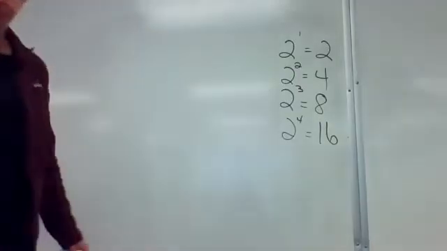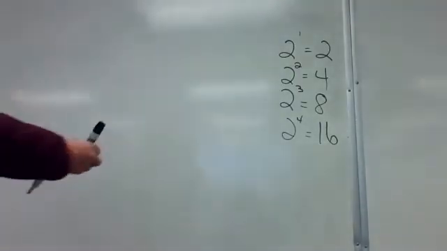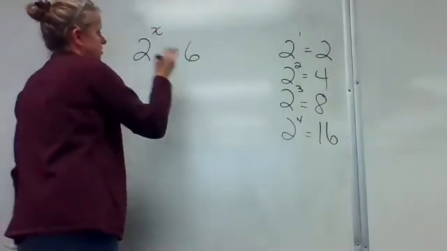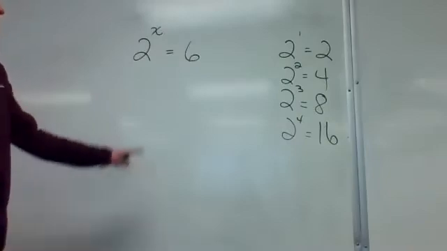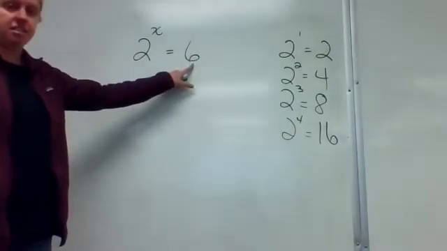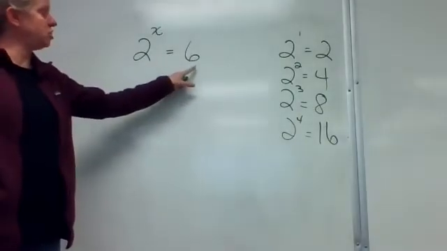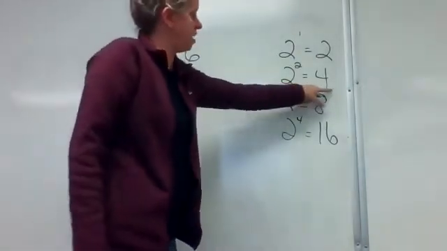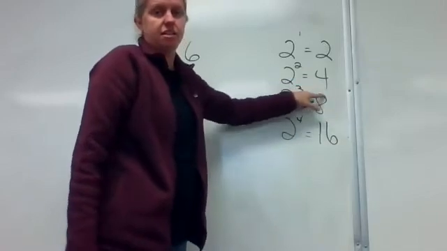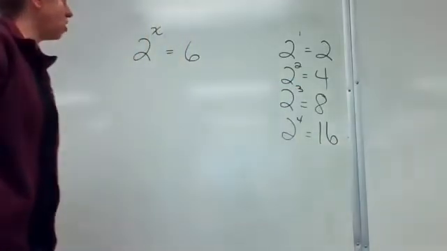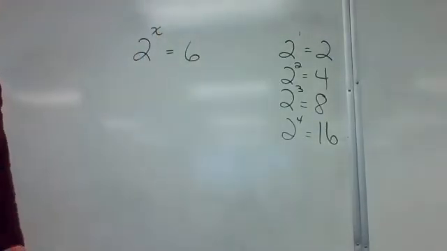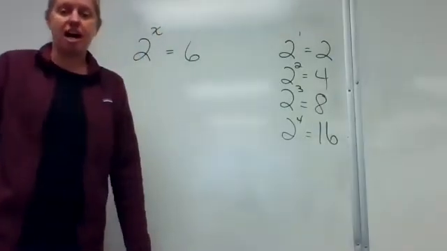All right, number 5. 2 to the x equals 6. So can you rewrite 6 with a base of 2 using whole number exponents? No, it's going to be somewhere in between here, right? So what does that mean? What method am I going to have to use in order for that exponent to come down? I'm going to have to log both sides.